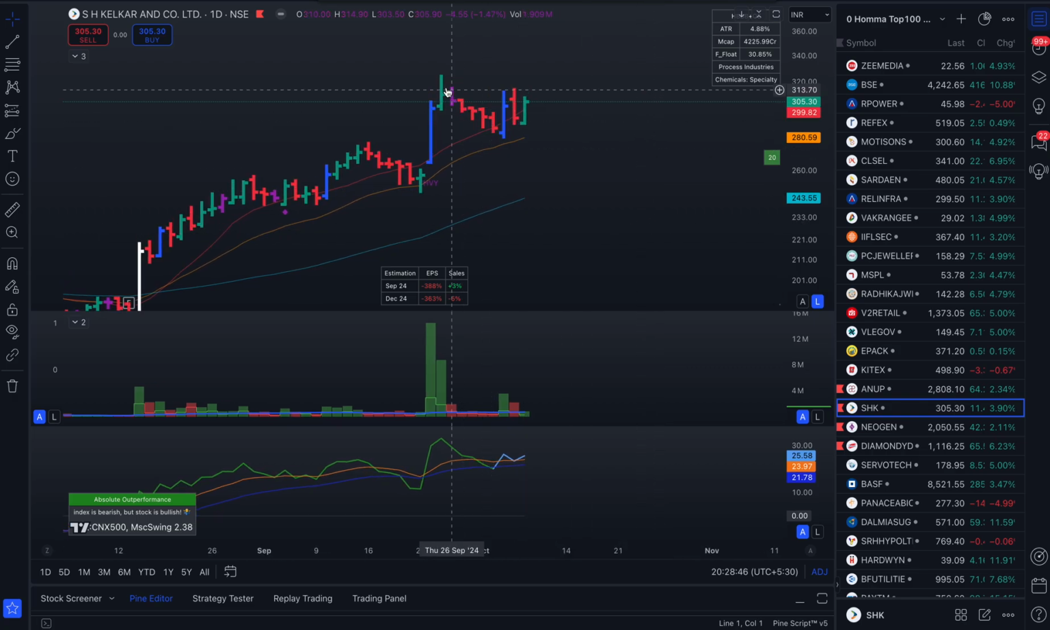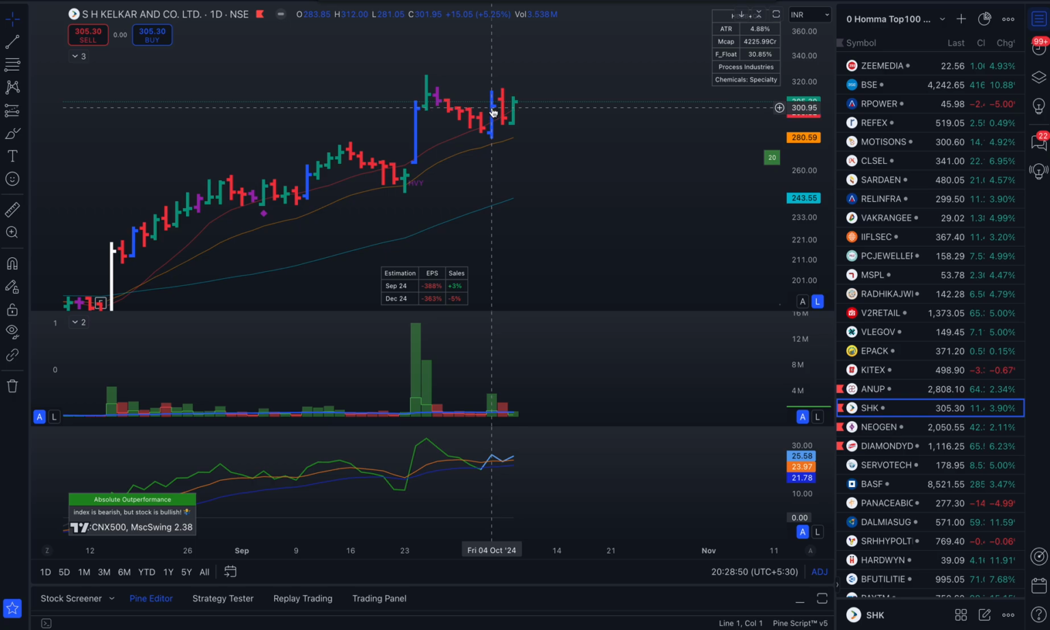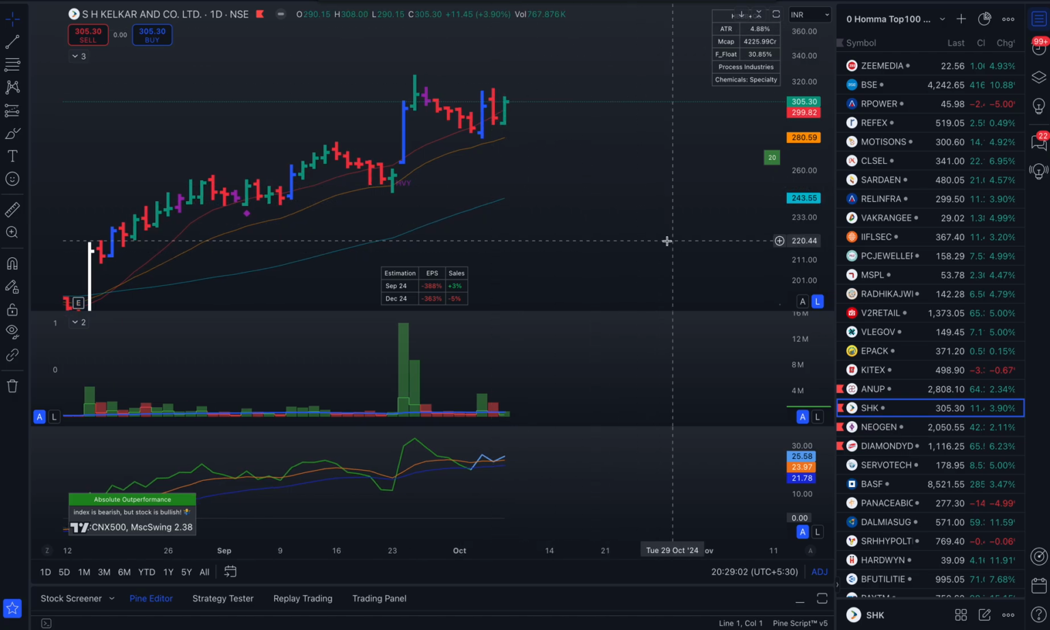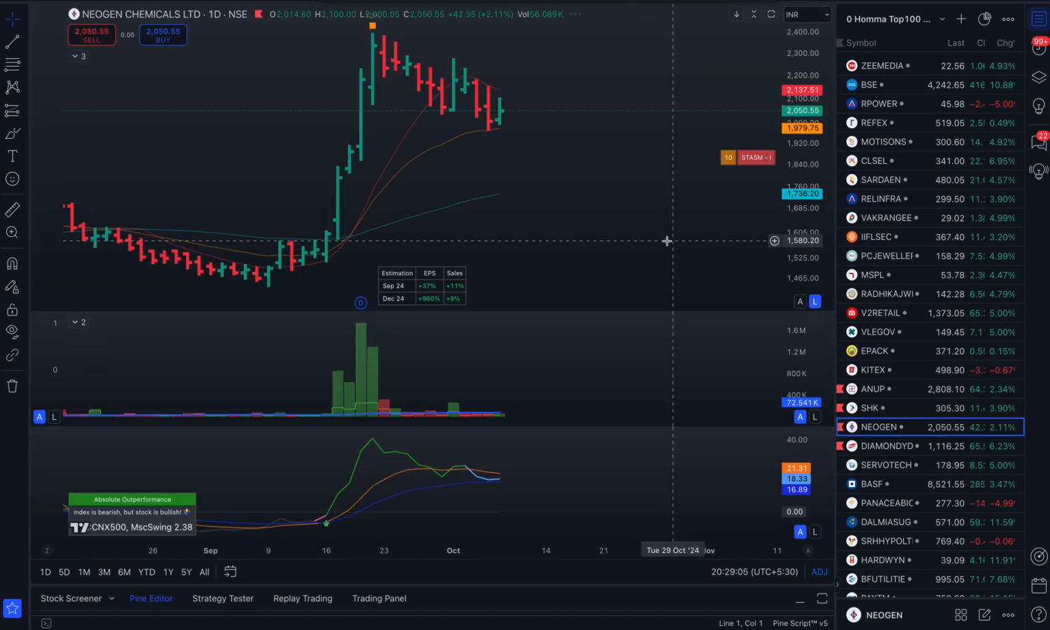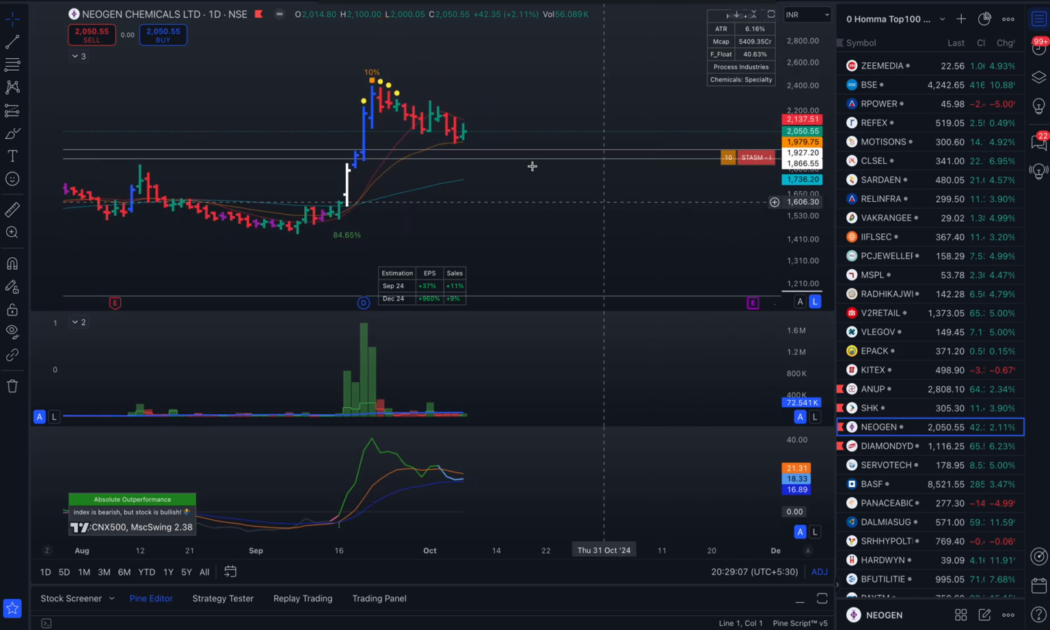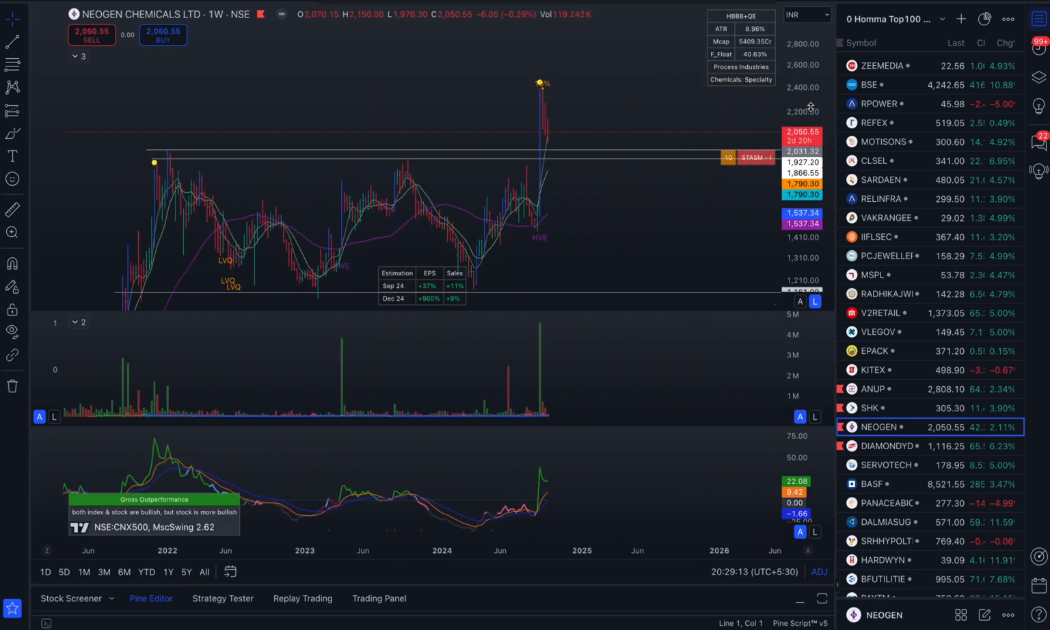SHK again very similar, very nice pullback on low volumes, and then there is a green day, and then an inside bar, but the inside bar did not push the price very low, like minus 2.68%. And then again today I did a small intraday trade. I couldn't carry because I didn't have money. Neogen, although this guy actually was a decent pullback, but again you have to see the overall structure in some of these stocks.